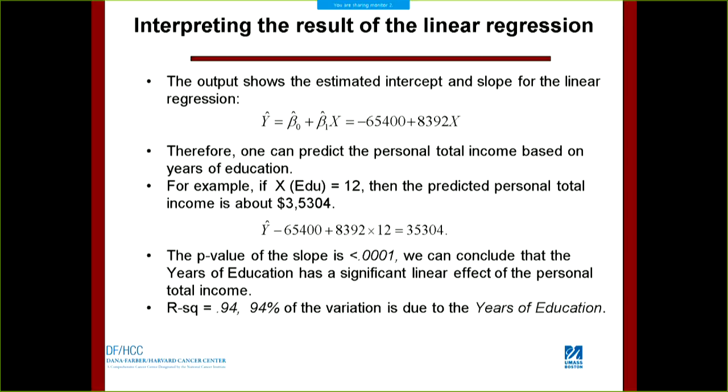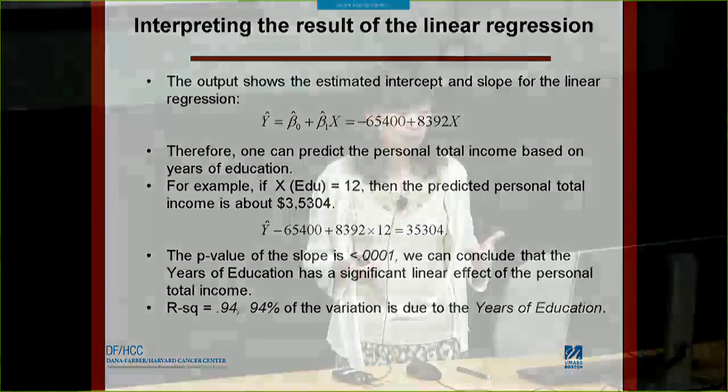So the R squared is 94% again, which means years of education explained almost 94% of the variation of the personal total income. So this is a very strong relationship. If I use the subject data to do the scatter plot, I will not get that strong relationship. But for this example, I use the aggregate data by years of education, so I get a very strong relationship. You can see this from the regression plot here.